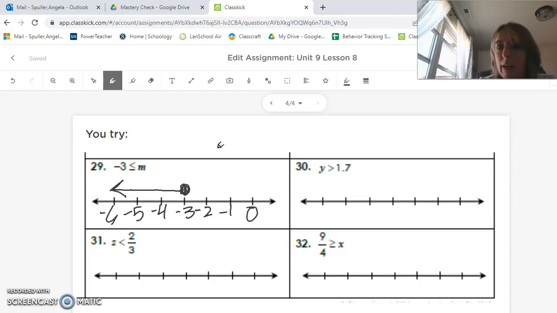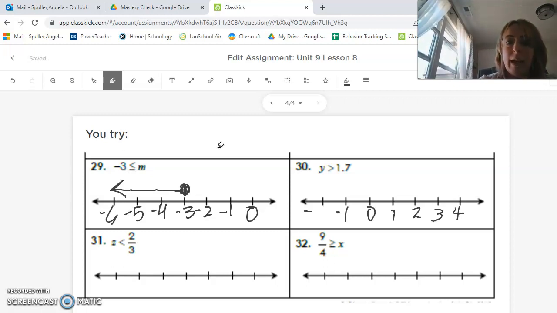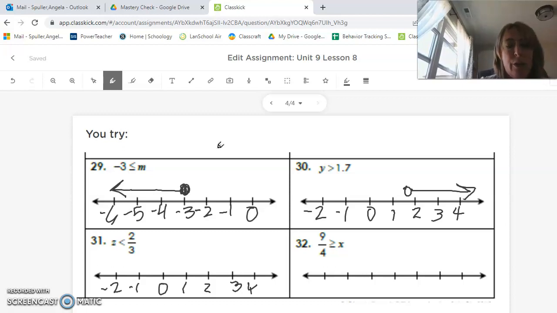All right, y for number 30. Let's start at 1 here. 2, 3, 4, 0, -1, -2. 1.7 is past 1, but it's not quite to 2. It is greater than, so it's an open circle. Greater than goes to the right. All right, 1, 2, 3, 4, 0, -1, -2. 2/3 is part of the way to 1, but past 0. So it's less than, so I'm going to put an open circle and go to the left.